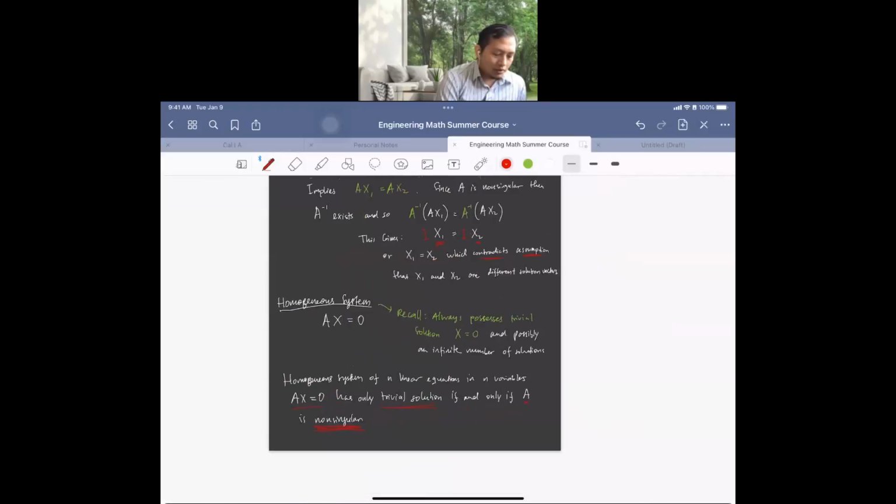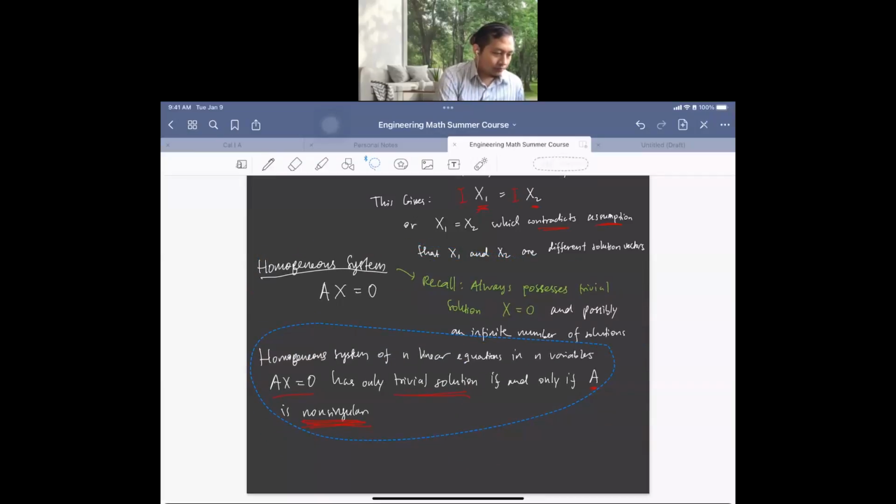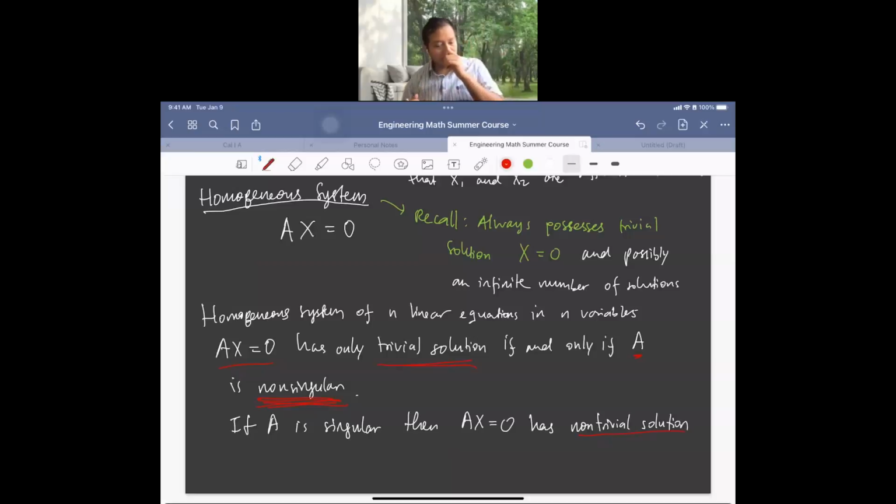Okay, what happens if A is singular, then AX equals 0 has a non-trivial solution. Okay. So if A is singular, then AX equals 0 has a non-trivial solution. Absolutely, remember trivial and non-trivial. Trivial is making everything 0. That's trivial.